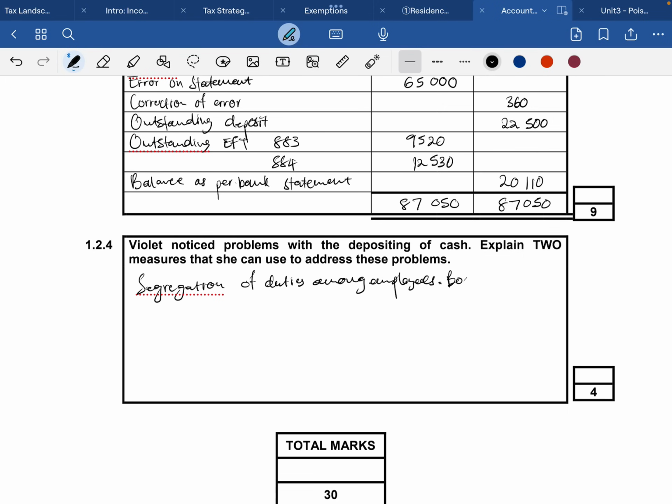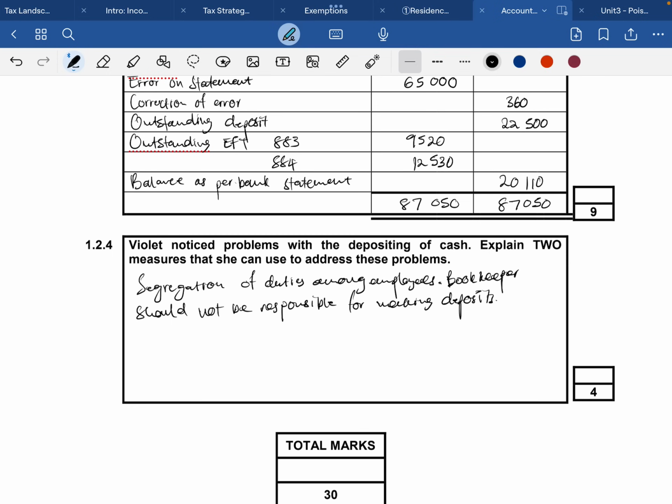So I just say the bookkeeper should not be responsible for making deposits. Since the bookkeeper is the one that actually writes the amount, it shouldn't be the bookkeeper also that will go to make the deposits, because let's say maybe they're required to deposit 20,000. Then now they'll record in the books 5,000 and also deposit 5,000 and then still keep the rest of the 15,000.